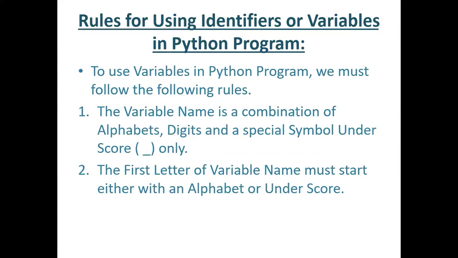Let's go ahead. Rules of using identifiers or variables in Python programming. Students, whenever we are using variables in Python programming, we must follow the following rules. The variable name is a combination of alphabets, digits, and a special symbol, underscore, only. Please remember that no other special symbol is accepted. The first letter of a variable name must start with either an alphabet or an underscore only.